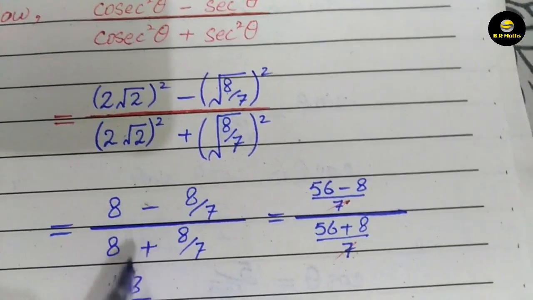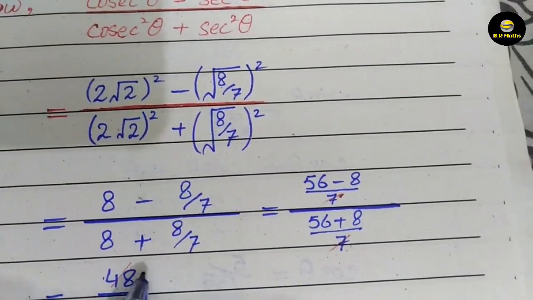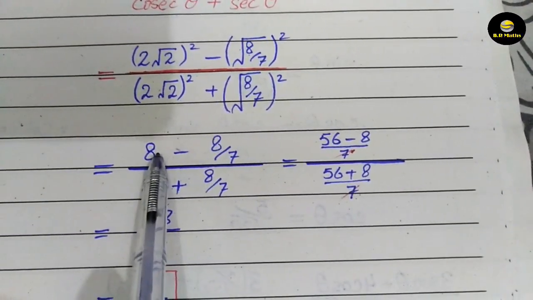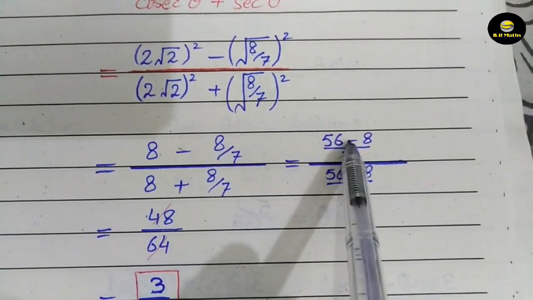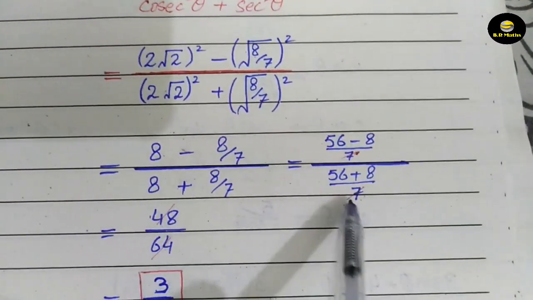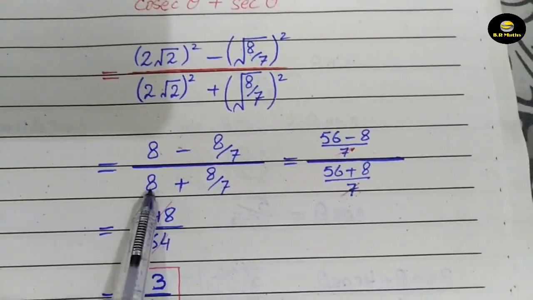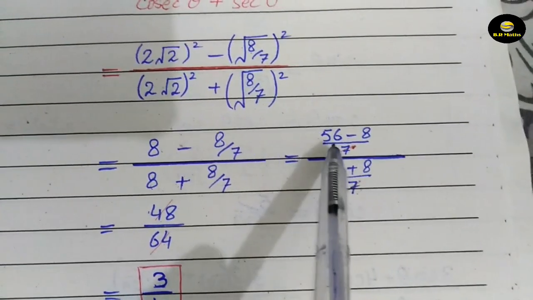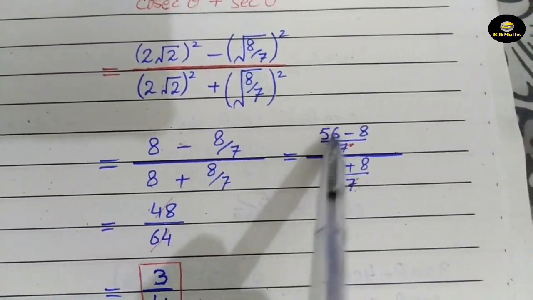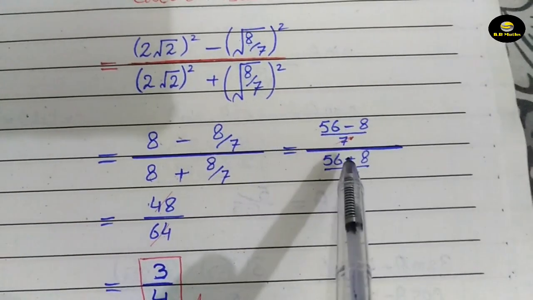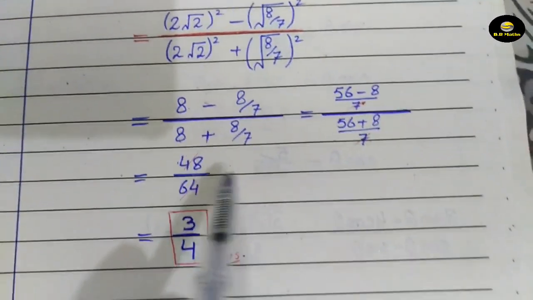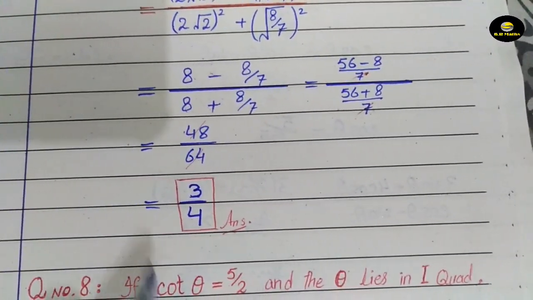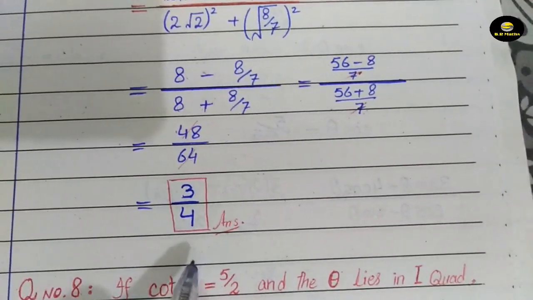So take the LCM in numerator and take the LCM of denominator also. 7 is the LCM. 7 8s are 56 minus 8, and in denominator 7 is the LCM, 7 8s are 56 plus 8. So 7 cancels with each other, and in numerator 56 minus 8 becomes 48, and 56 plus 8 becomes 64. And after cancellation, the result is 3 over 4. So this is our final result.